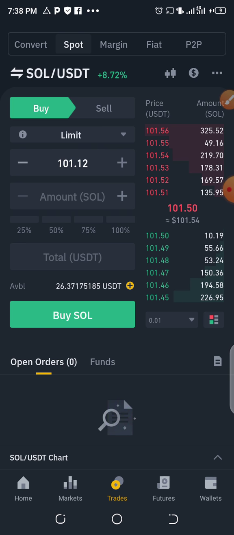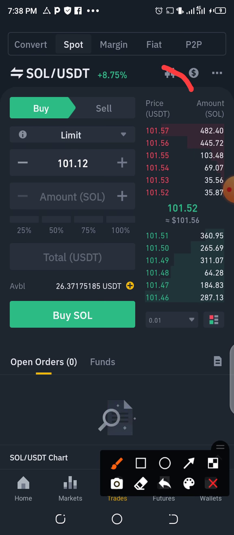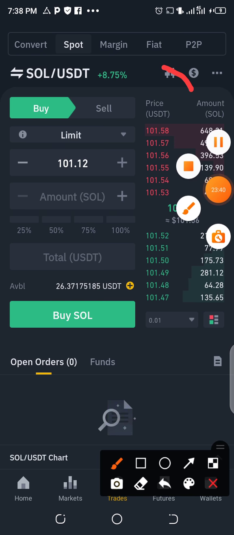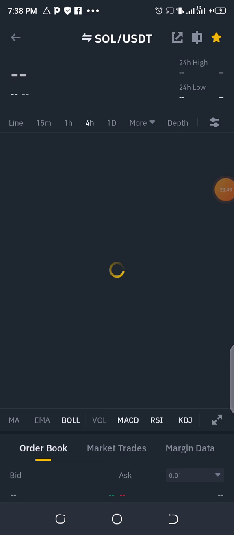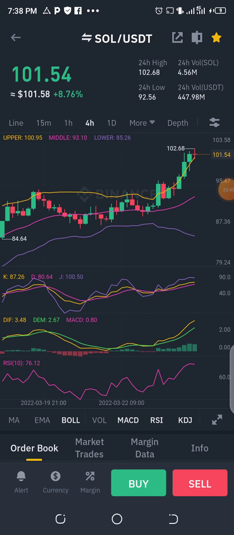So if I look at the graph by tapping here, let me tap it, this place I drew. If I look at the graph here, I may want to analyze whether Solana will still go up, or will it come down? Okay. The highest it has made for today is 102.68, and right now the current price is 101.44.